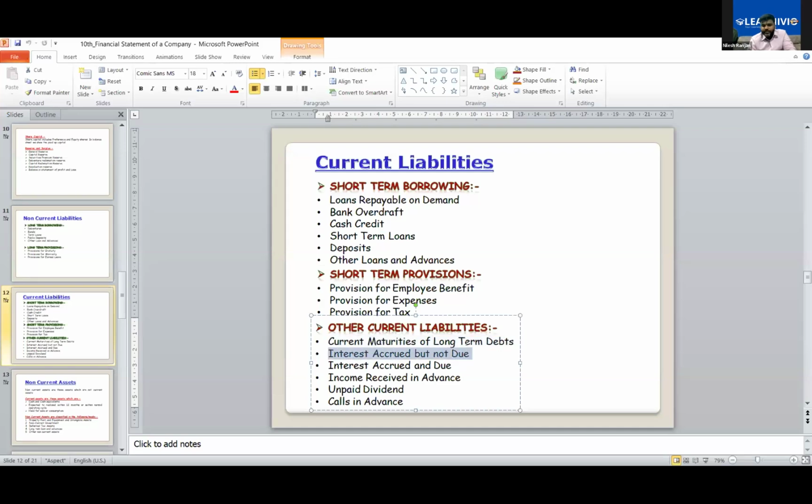Interest accrued means we have to pay interest. It is already accrued, but not due. The month is not completed, so we don't have to pay it right now. Then interest accrued and due means the month is completed, but we have not yet paid the interest amount. Income received in advance means the money we have received but the work we have not performed. Unpaid dividend, calls in advance. All these are other current liabilities.